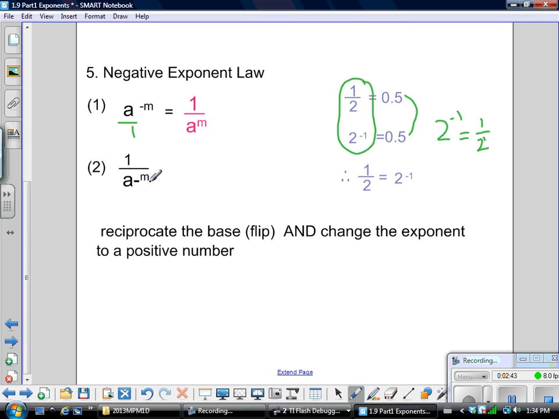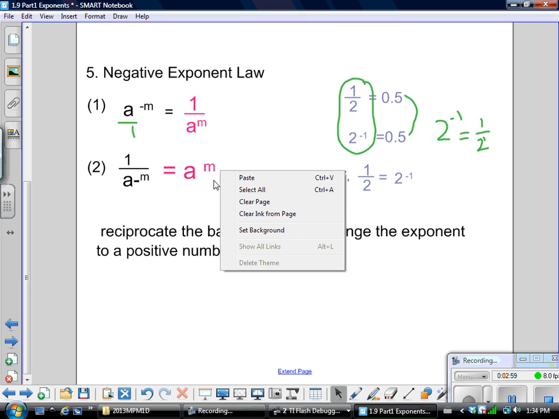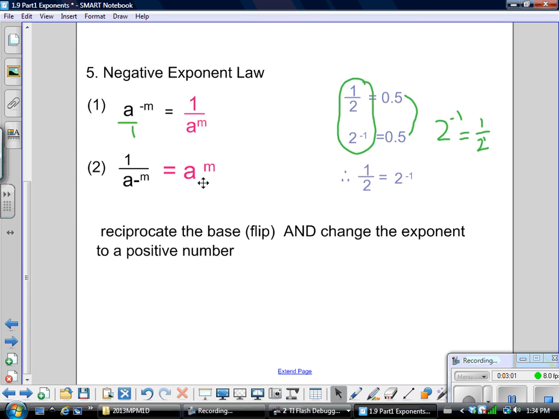What happens if I have a negative exponent on the bottom already? Again, I reciprocate the base. So if it's on the bottom and it's negative, it flips so that the base is on the top and the power becomes positive. I can do that with any number that I want.